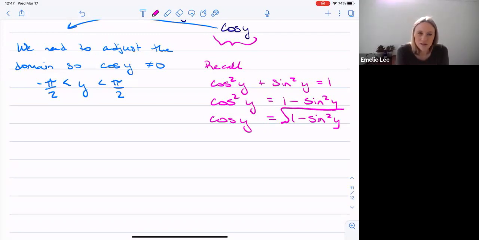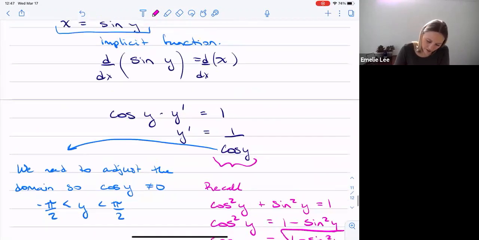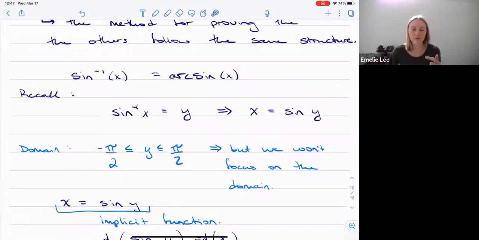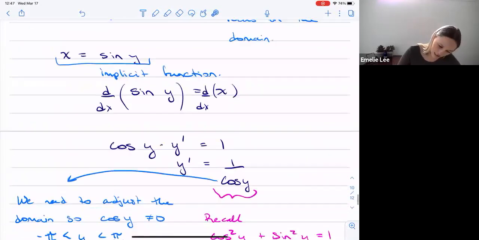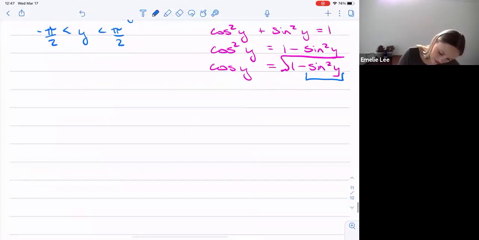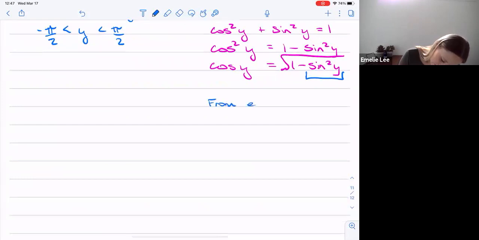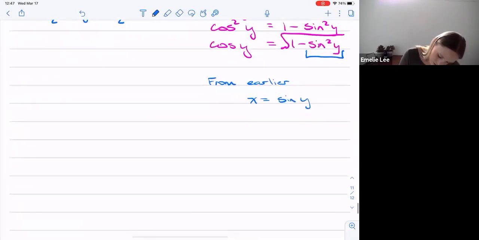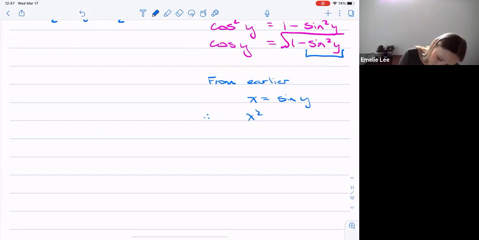How does that help us? Well, we just established, kind of what we did in the beginning, that sine y equals x. So now if I have sine squared y, that's the same as x squared, right? And that's the tricky part. From earlier, x equals sine y. Therefore, x squared equals sine squared y.